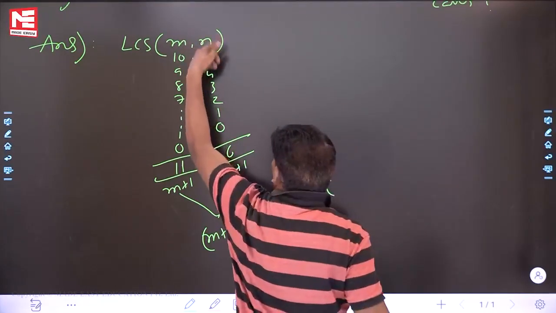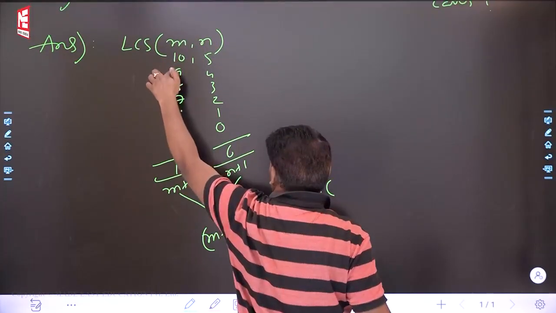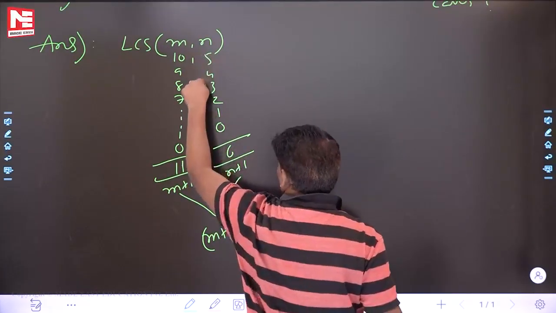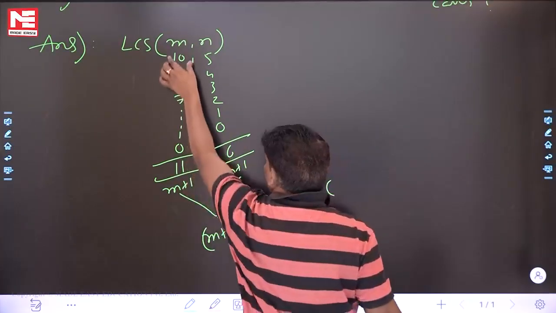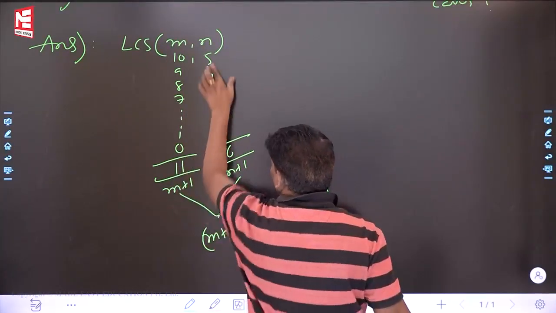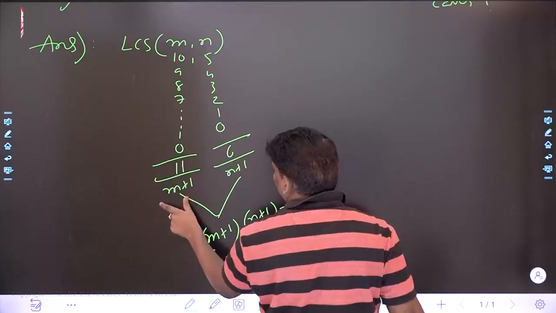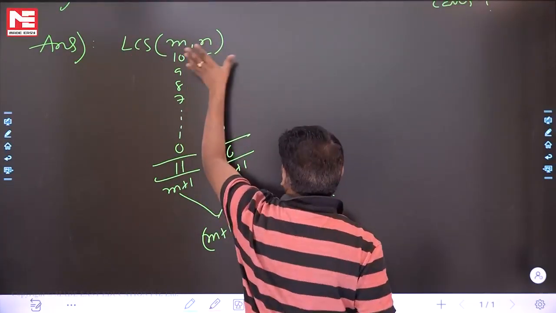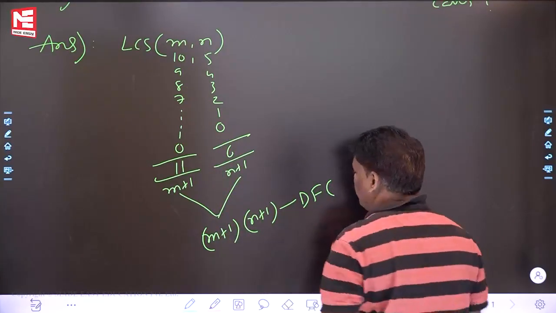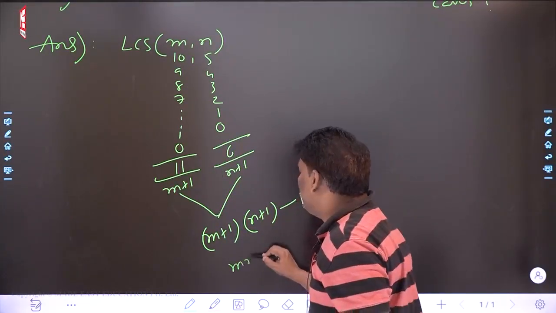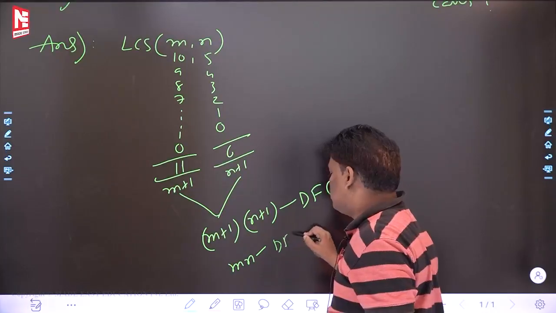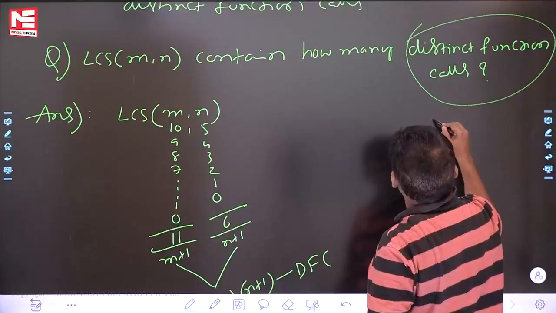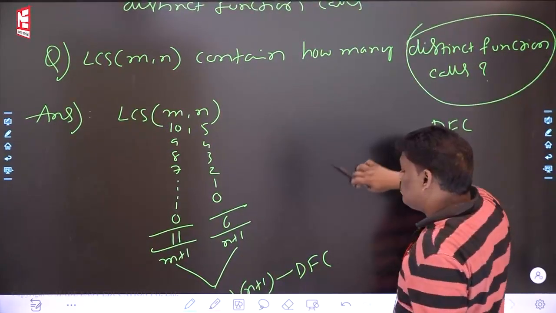Whenever LCS is going on, this 10 becomes 9, 9 becomes 8, and so on until 0. This n becomes 5, 4, 3, and so on until 0. So in total 11 ways, 10 plus 1, and 5 plus 1, 6 ways. So m plus 1, n plus 1. One work will be done in m ways, another in n ways; both can be done at a time, m into n ways. So finally, forgetting the -1 plus 1, m into n distinct function calls. These many distinct function calls are there.